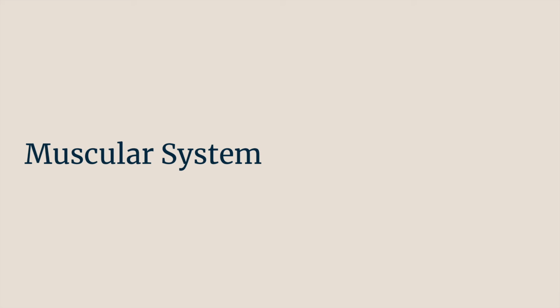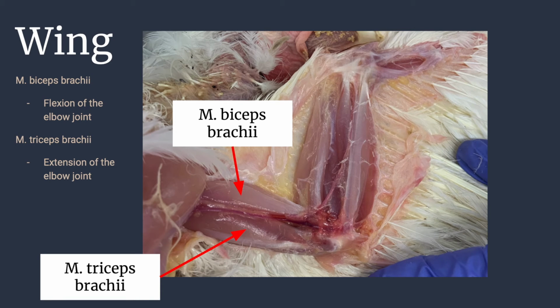On to the muscular system. Starting off with the wing, in this image you can see the biceps brachii, which flex the elbow joint. Underneath you could see the triceps brachii, which extend the elbow joint.